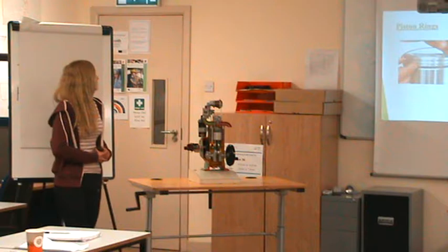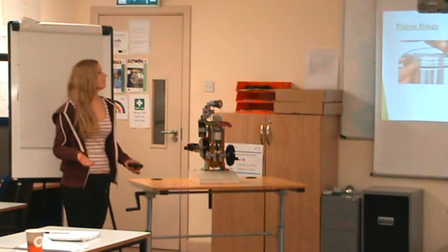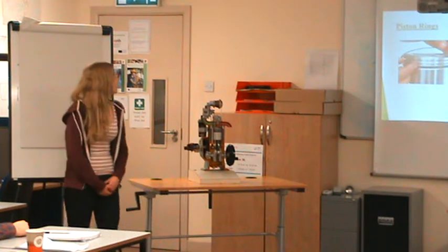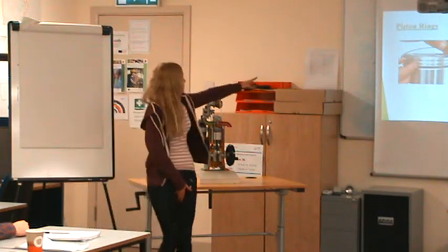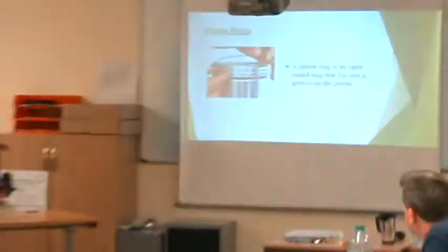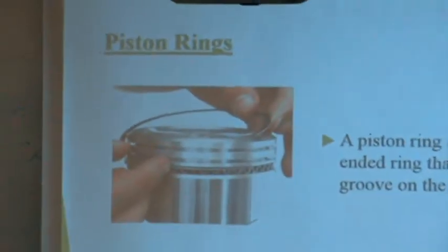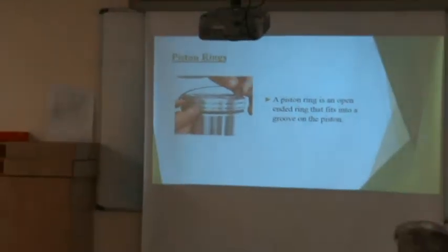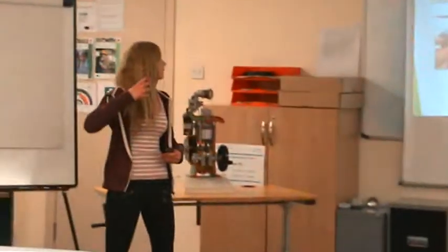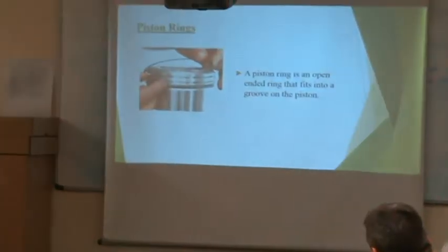So your piston rings. A piston ring is an open-ended ring that fits into a groove on a piston. If you look at the picture here, we can see the top two are classified as your compression rings, and what they do is stop the leakage of air escaping from inside the cylinder. And the bottom ring is your oil ring. What that does is scrape off all the excess oil so that you're not going to be burning oil.